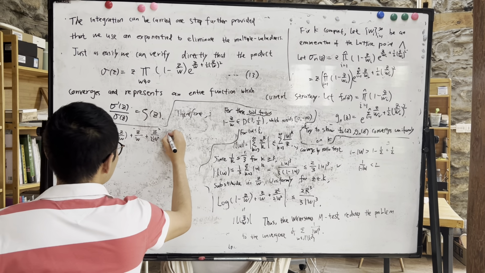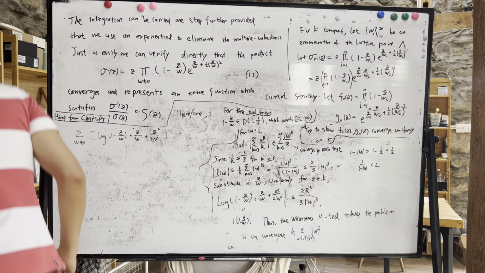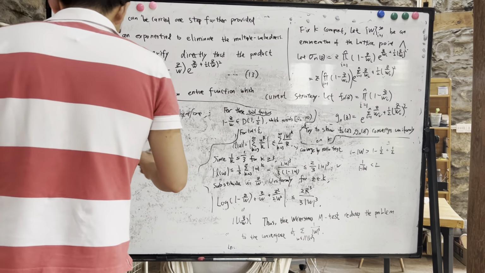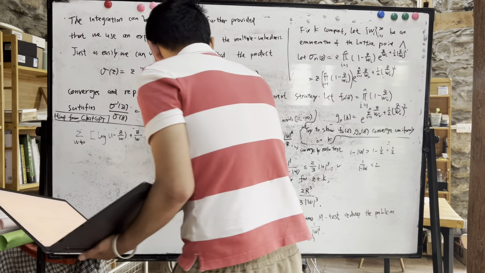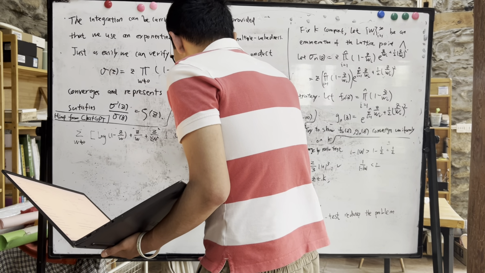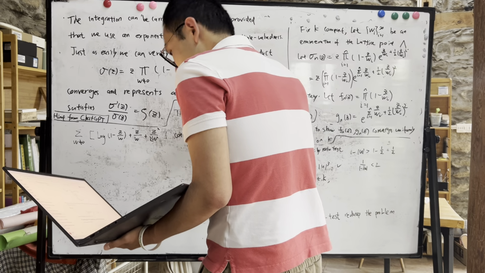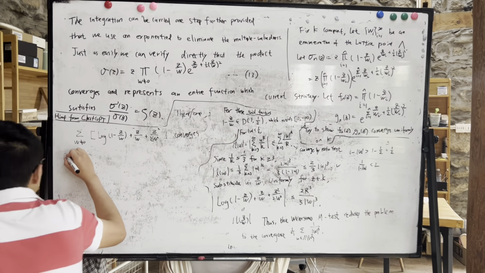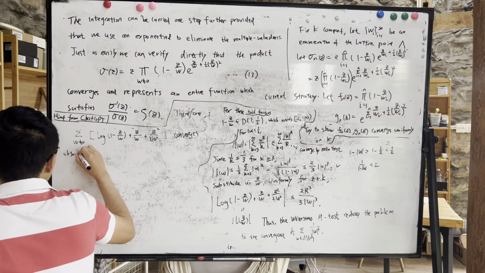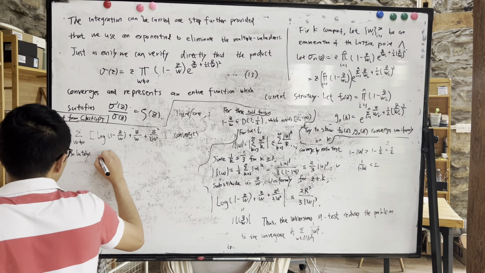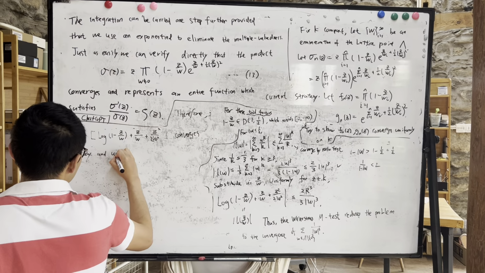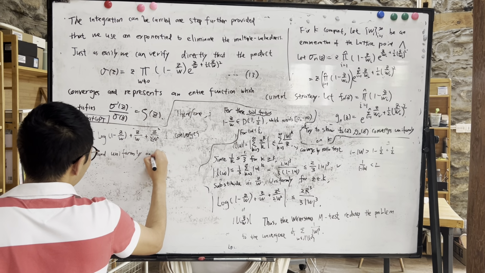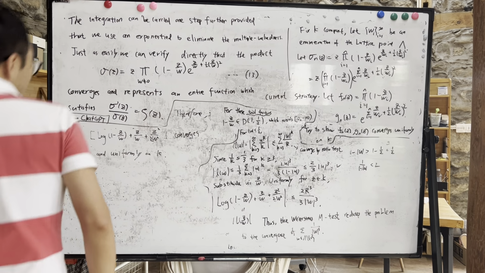And then this guy. Oh, I think I'm running out of ink. So convergence, okay, still can be written. So convergence absolutely and uniformly.